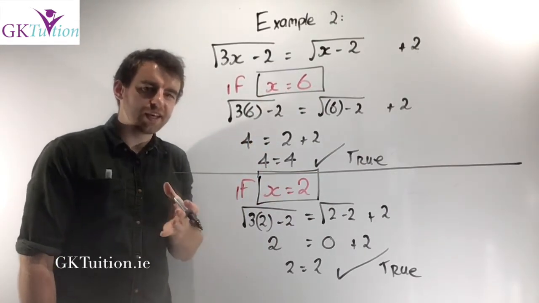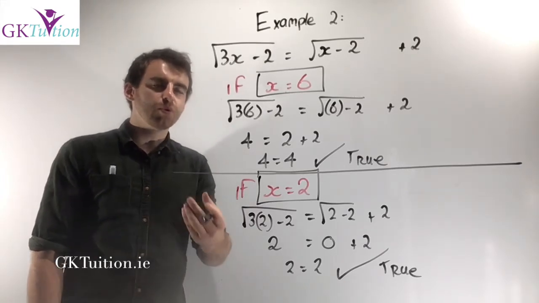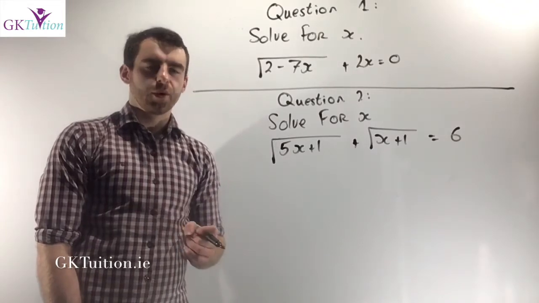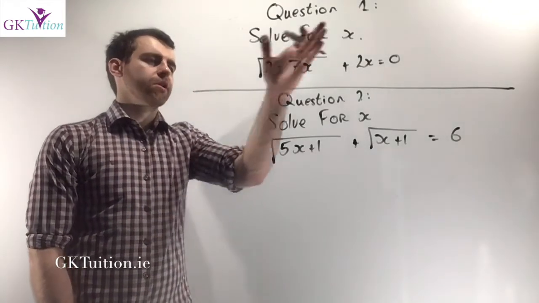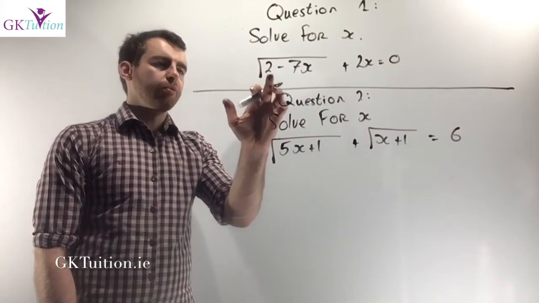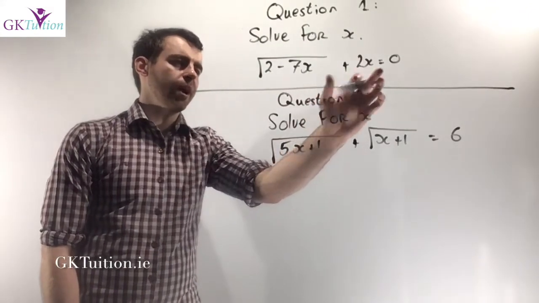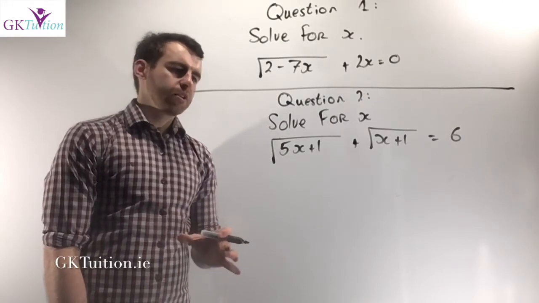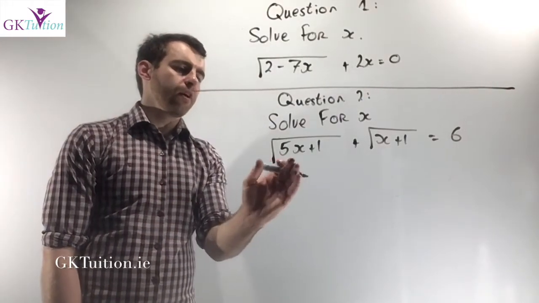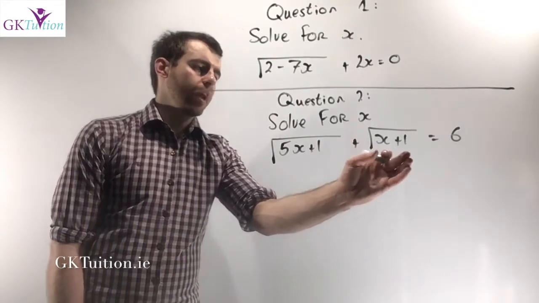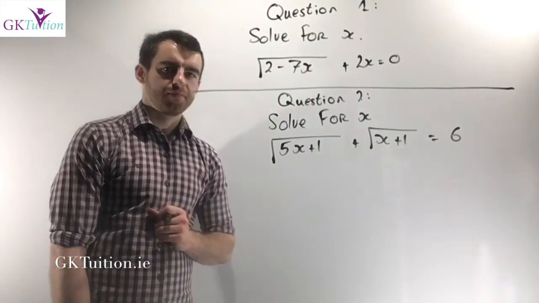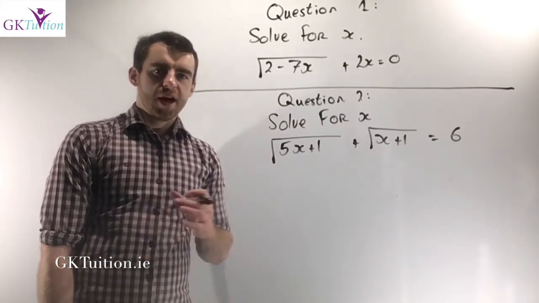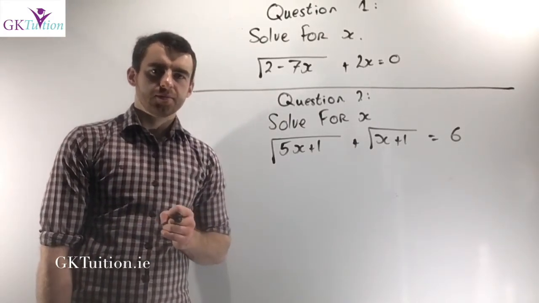So now that you have a taste for these questions, I'm going to give you a couple to try yourself. So to practice this material, I'm just going to give you 2 questions. The first question, I want you to solve for x if the square root of 2 minus 7x plus 2x is equal to 0. And the second one is far more difficult. I want you to solve for x if root 5x plus 1 plus root x plus 1 is equal to 6. So I want you to pause the video now and attempt these questions yourself and then compare them to my solutions.